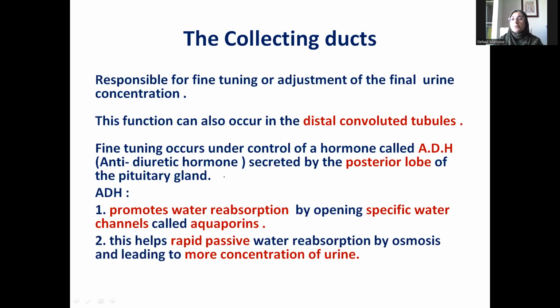We talked about the loop of Henle, and now we're going to talk about the collecting ducts. Every collecting duct receives the filtrate, or the liquid, from several distal convoluted tubules. The collecting ducts are the site where the final tuning of the water concentration occurs. And this fine tuning occurs under control of the antidiuretic hormone.